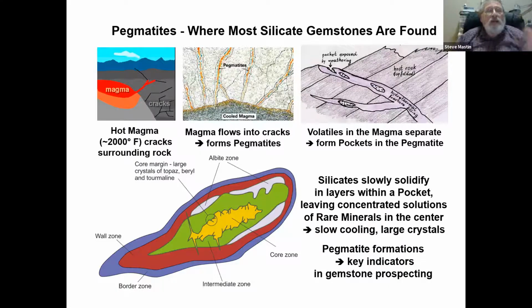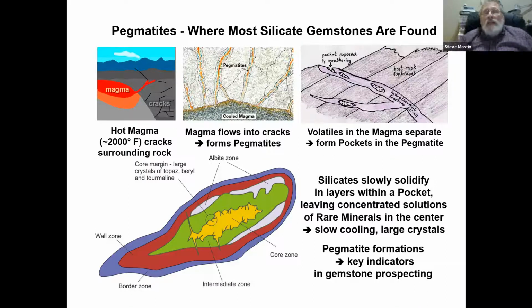So what is it? You've got hot magma, which doesn't reach the surface. It still cracks the surrounding rocks because it's at about 2000 degrees Fahrenheit. And you put a hot magma on a cold rock and the rock cracks. And so the magma flows into the cracks and eventually it's going to harden. And so pegmatite is not a mineral, it's a formation. It's this long seam inside a different kind of rock.